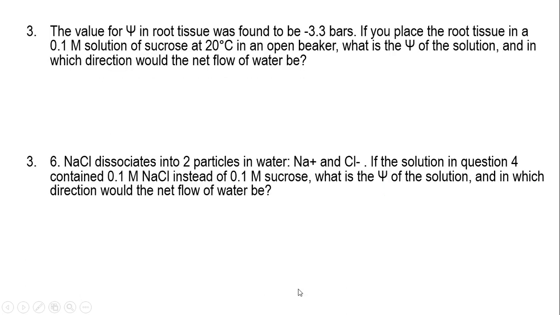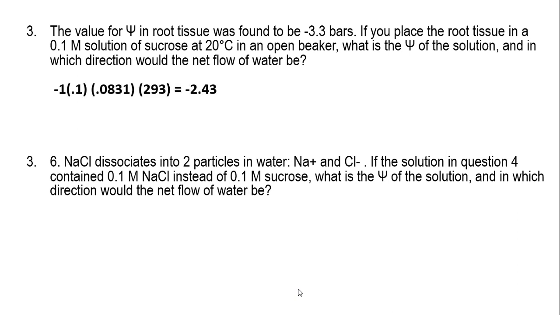Okay, let's go to 4. You have a root. So the root tissue has a water potential of negative 3.3. So we're going to take that root and we're going to put it in a 1 molar solution of sucrose. That's at 20 degrees Celsius. So we want to know what our water potential of our solution is and which way the water would flow.